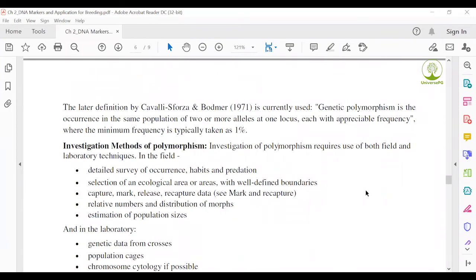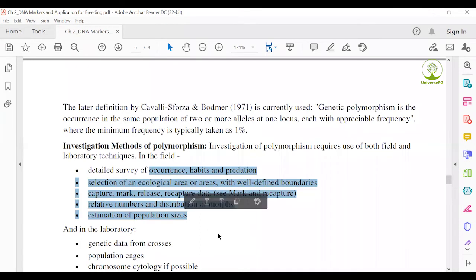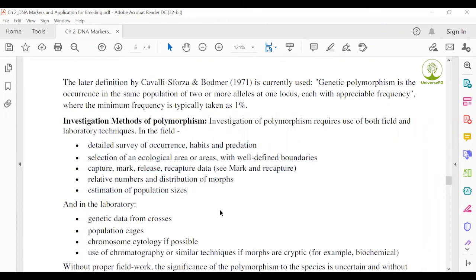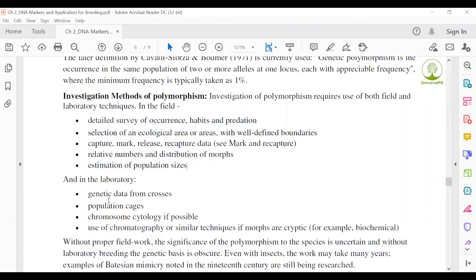Those are the investigation processes in the lab. Investigation of polymorphism requires the use of both field and laboratory techniques. In the field we can use about 5 techniques for the investigation, and in the laboratory we use 4 techniques for the investigation of polymorphism.